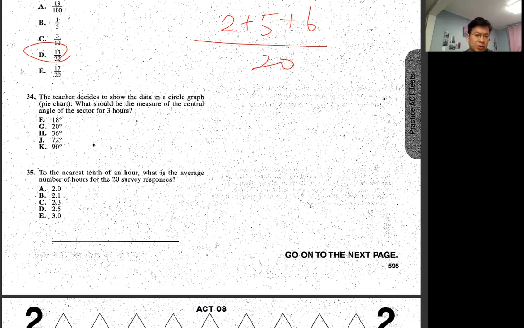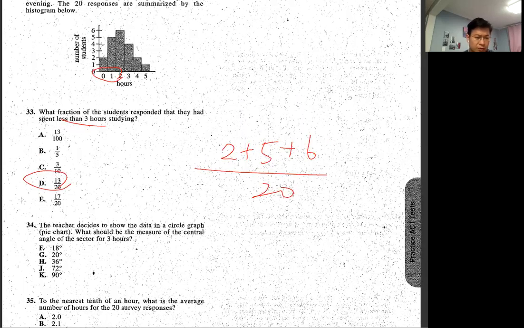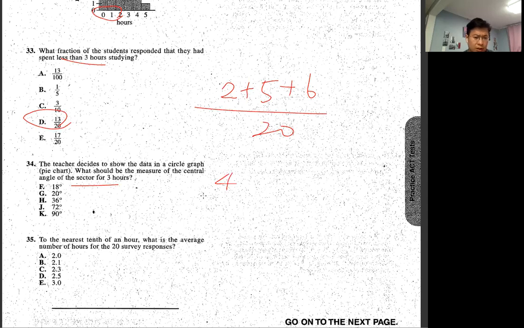The teacher decides to show the data in a circle graph, okay. Then 3 hours is 4, okay. 4 out of 20 times 360, 18, so 72. A circle graph is always the proportion times 360.